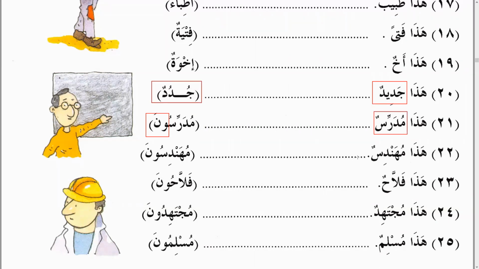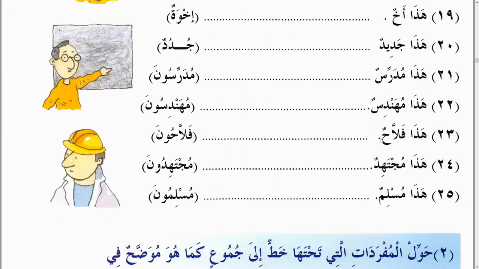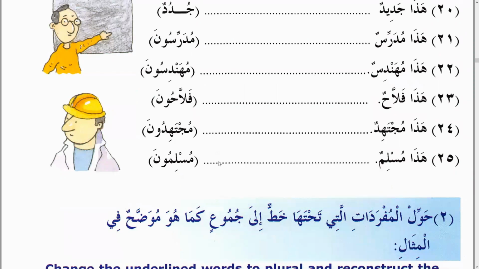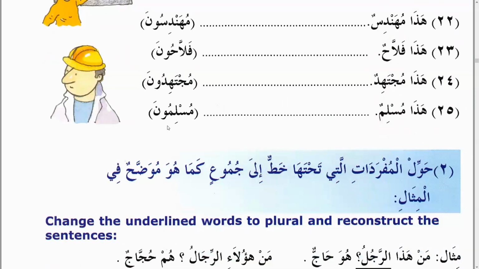Hada muhandisun, this is an engineer. Haulai muhandisuna, these are engineers. Hada fallahun, haulai fallahuna. This is a farmer, these are farmers. Hada mujtahidun, this is a hardworking person. Haulai mujtahiduna, these are hardworking people. Hada muslimun, haulai muslimuna. These are Muslims.